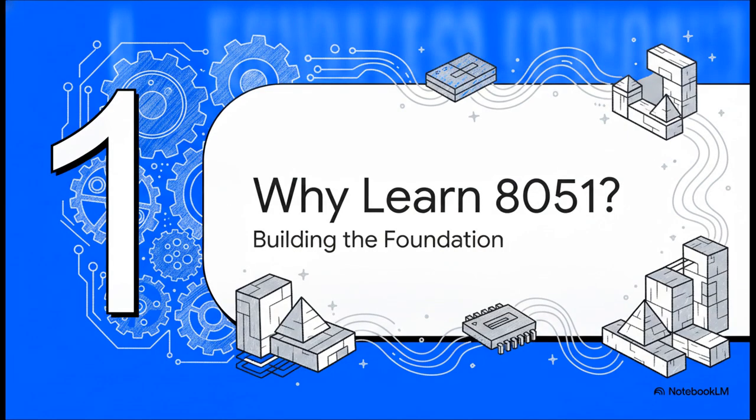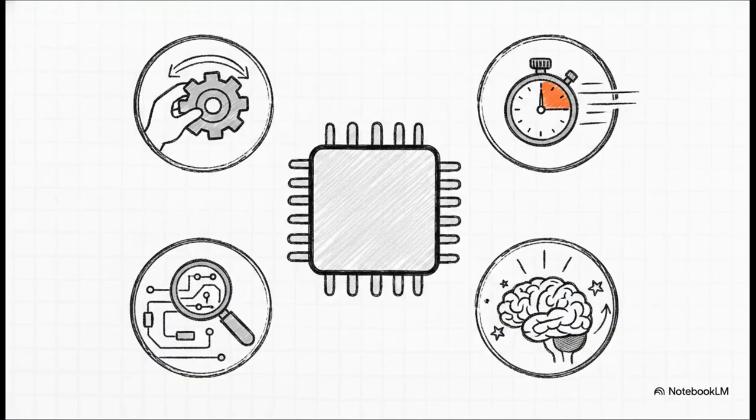All right, Section 1, Why Learn 8051 Assembly? Building the Foundation. Now, you might be wondering, with all the modern high-level languages out there, why are we still studying this? Well, there are 4 core reasons: low-level control, efficiency, debugging, and personal development. It's kind of wild to think about, but the 8051's simple, older architecture makes it the absolute perfect training ground. By learning how to precisely control timing and hardware at this level, we gain an incredibly deep understanding of how microcontrollers actually work under the hood.